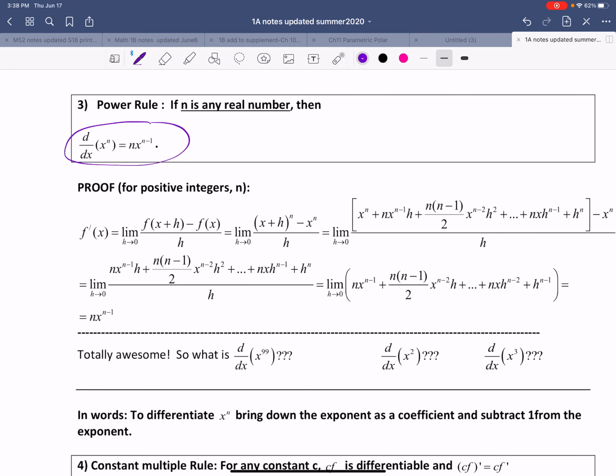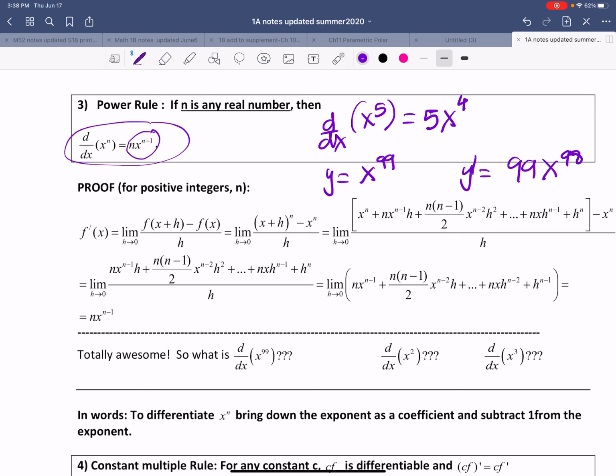The third rule is the power rule, very, very useful. If we are trying to find the derivative of x to the power n, the derivative of any exponent x raised to some exponent, then the power rule says bring the exponent in the front and reduce the exponent by 1. So if your function is x to the 5th, the derivative will be 5x to the 4th. If your function is y equals x to the 99, then y prime will be 99x to the power 98.